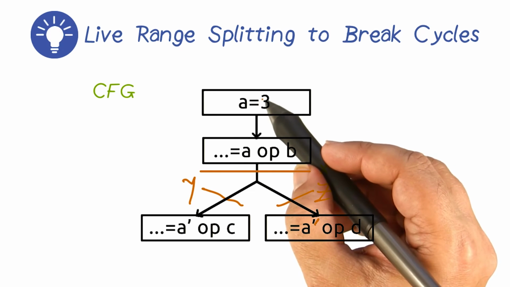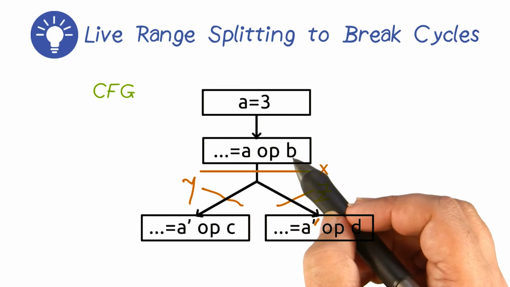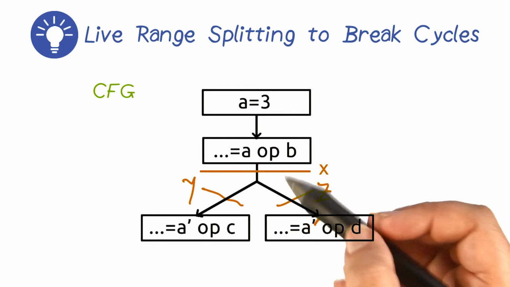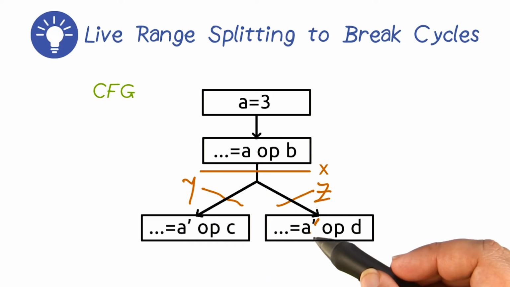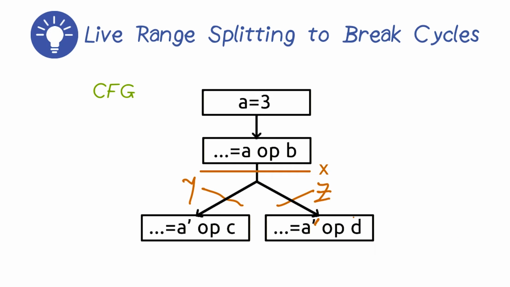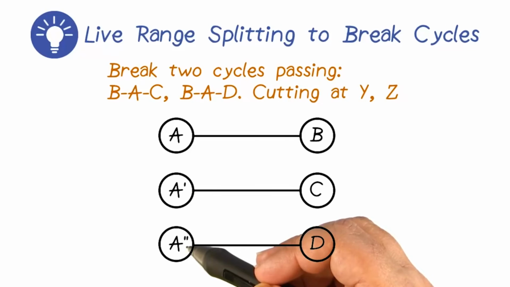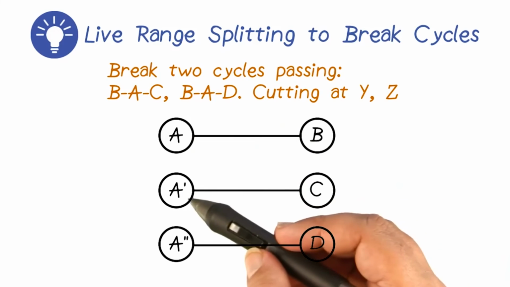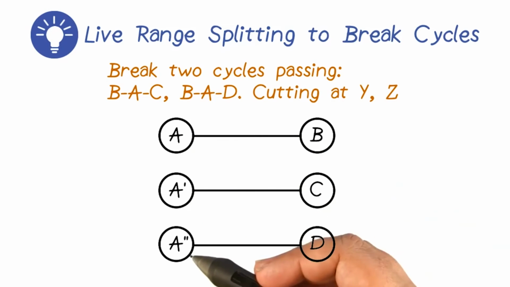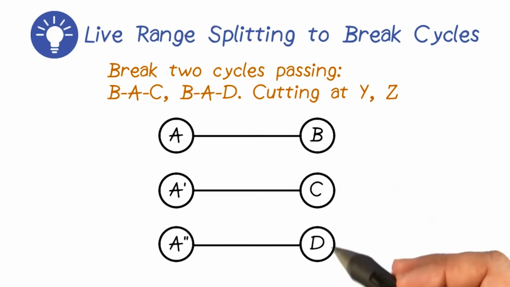Now we have three live ranges: A, A dash, and A double dash. We have an RCG edge between A and B, an RCG edge between A dash and C, and another RCG edge between A double dash and D. Because of the splitting in the control flow graph of live ranges, we have transformed the RCG. Now we have three different edges in the RCG with regard to three different live ranges. The first is between A and B, the second is between A dash and C, and the third is between A double dash and D.